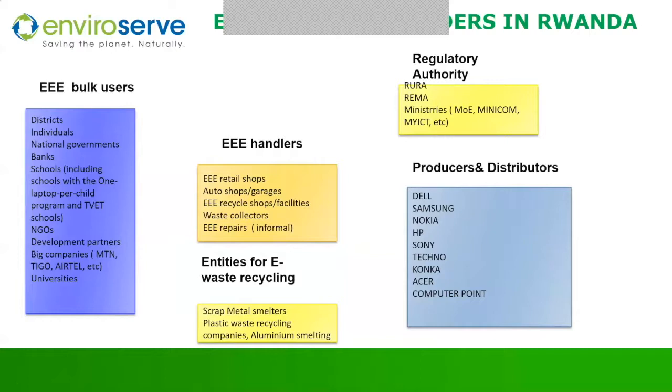We invited them to different meetings, and the inventory we did was also looking at what quantities, what type of equipment they're using, and what they're able to generate. We worked also with regulatory authorities and government ministries. We looked at the handlers, the retail shops, and of course some downstream companies that, after the recycling, we have to sell metals and other fractions to. So we also considered producers as key stakeholders.